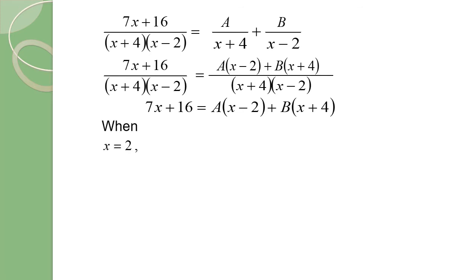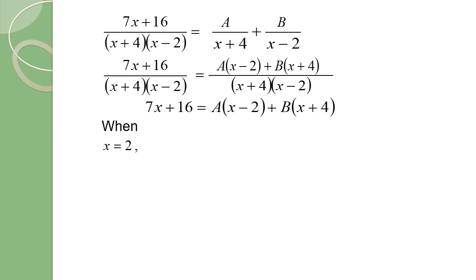In choosing the value of x, we can take any value. For example, here, because of x minus 2, we set x minus 2 equal to 0. So we can take x equals 2 to eliminate A. So when x equals 2, what do we have here?